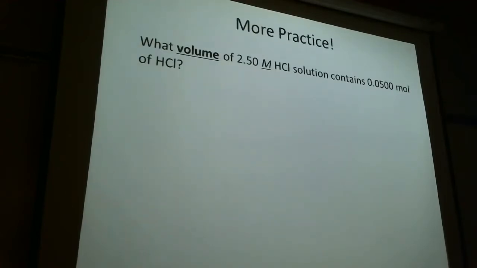Okay, this time I'm asking for something different. What volume of 2.5 molar HCl solution contains 0.0500 moles of HCl? So what variable am I asking for here? Think about it and solve the problem. I'll just leave the camera running this time because this one shouldn't take you very long.